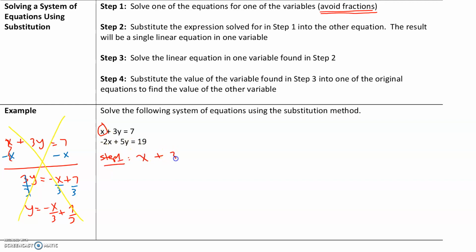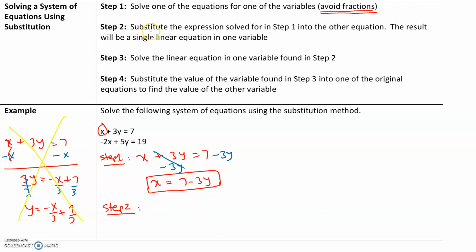So we have x plus 3y equals 7. We are going to solve for x, which means we are going to move the 3y to the right. And again, we solve for x because we want to avoid fractions. And the x has a coefficient of 1, which means we won't be doing any dividing at the end like we did with the 3. And so that'll give you x equals 7 minus 3y. Okay, that's step number 1. Step 2.